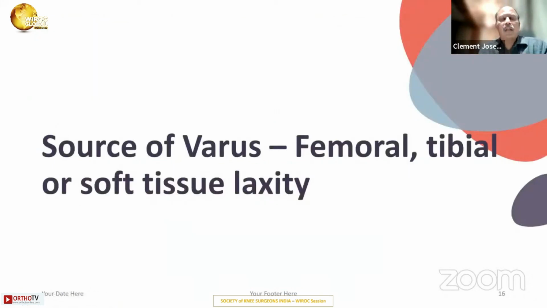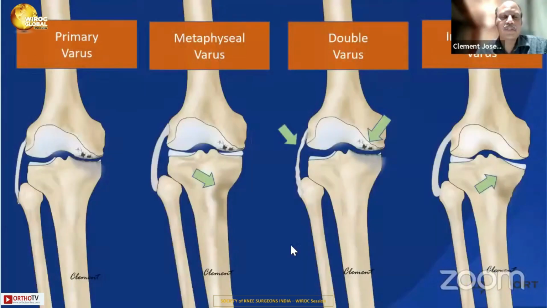The next important step in your planning and the execution of high tibial osteotomy is to find out the source of varus, whether it is from the femur, tibia, or soft tissue. Primary varus has been described as varus arising primarily because of wear and tear in the medial compartment. Metaphyseal varus is due to deformity in the proximal tibial metaphysis, and these are the indications for high tibial osteotomy. These cases respond very well, and they are almost cured by proximal tibial osteotomy.